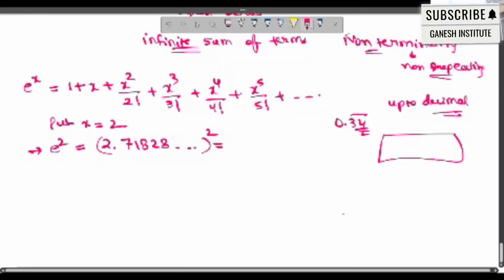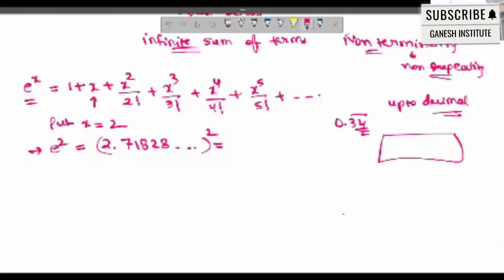Now, if I want to expand it using the Taylor series, I'm putting the value of x as 2. See, if I consider only the first two terms, e raised to power 2 will be 1 plus 2, that is 3. Not bad, because e is 2.71 and by rounding off it can be 3, but that is an approximation.